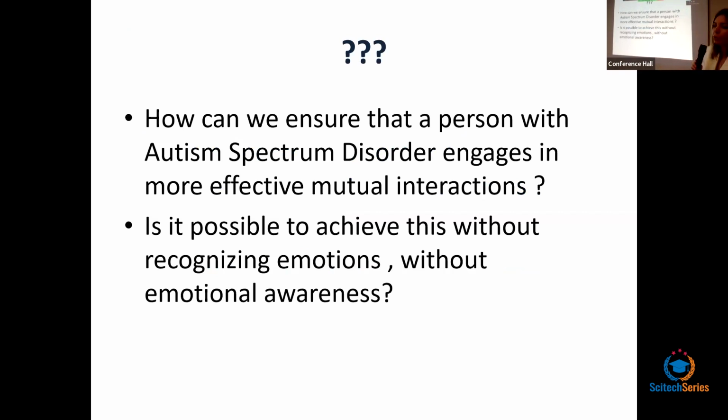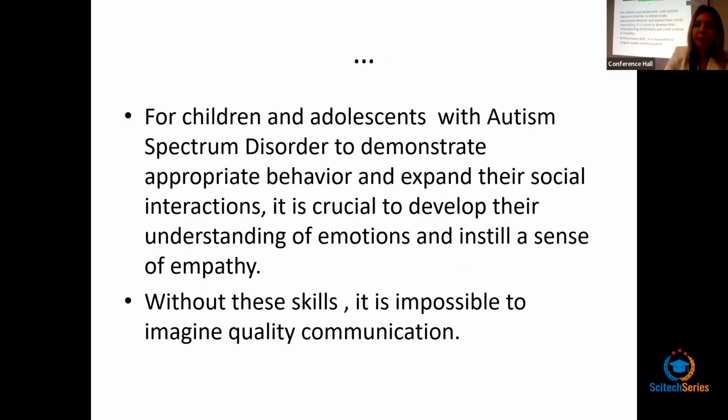How can we ensure that a person with autism spectrum disorder engages in more effective mutual interaction? Is it possible to achieve this without emotional recognizing, without emotional awareness? For children and adolescents with autism spectrum disorder to demonstrate appropriate behavior and expand their social interactions, it is crucial to develop their understanding of emotion and instill a sense of empathy. Without these skills, it is impossible to imagine quality communication.